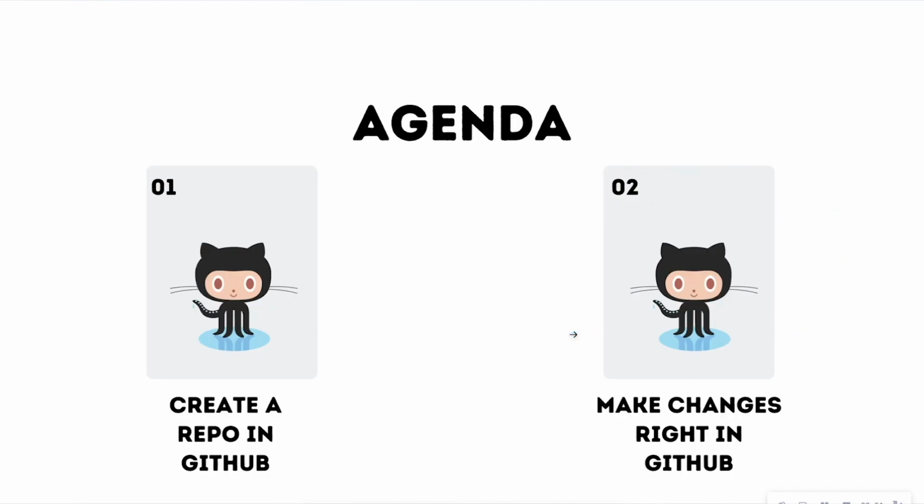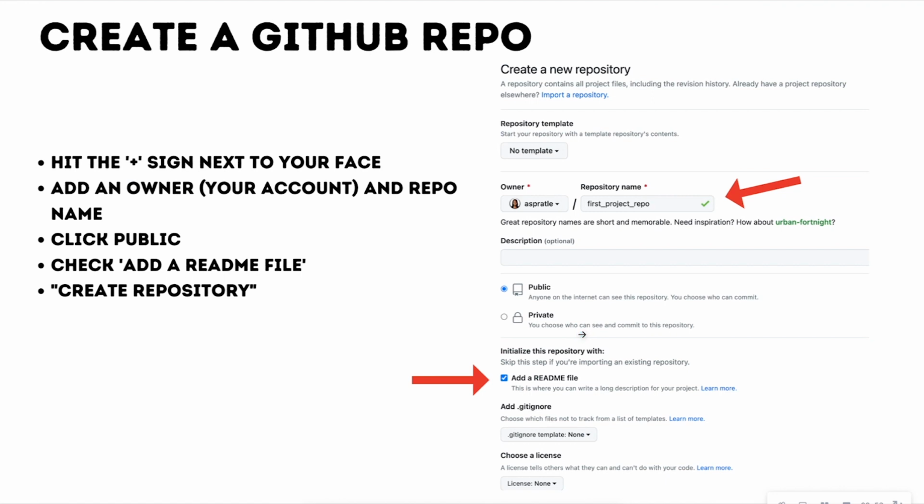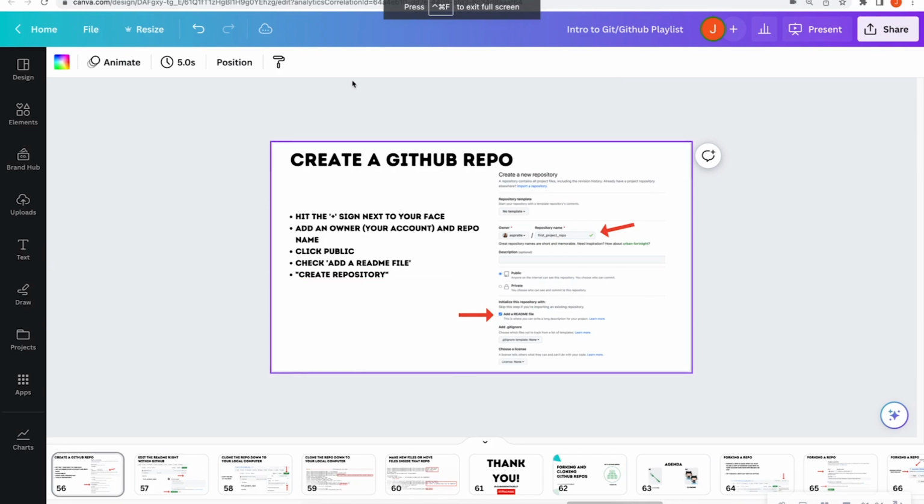That is our agenda for today. And the first thing is we're going to go back through the steps that we learned in a previous video about how we can actually create a GitHub repo. So let's go ahead and navigate to GitHub.